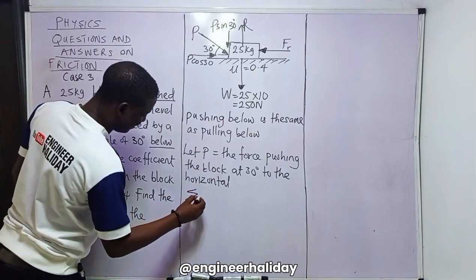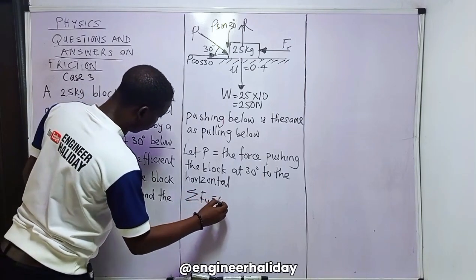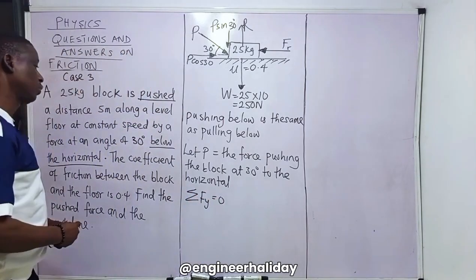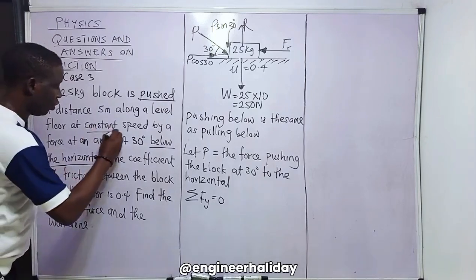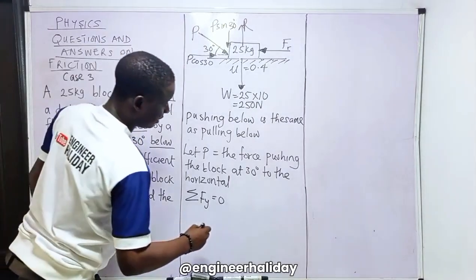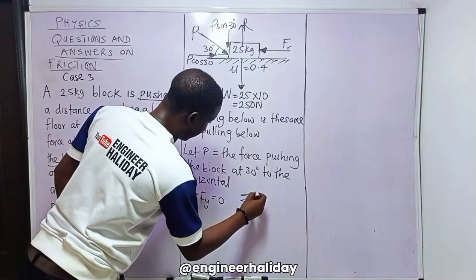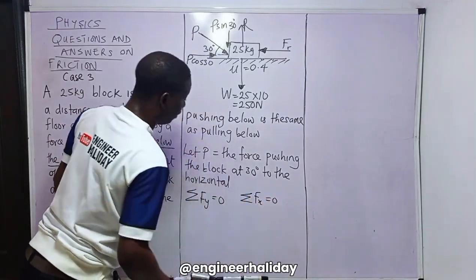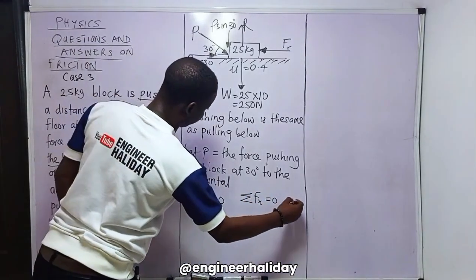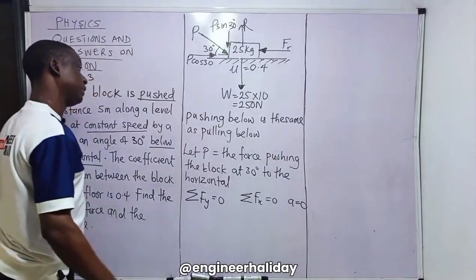Now, sigma Fy must be equal to 0. Why? Because of constant speed. Don't forget, similarly, sigma Fx equals 0, because acceleration is equal to 0 on both the x and y components.